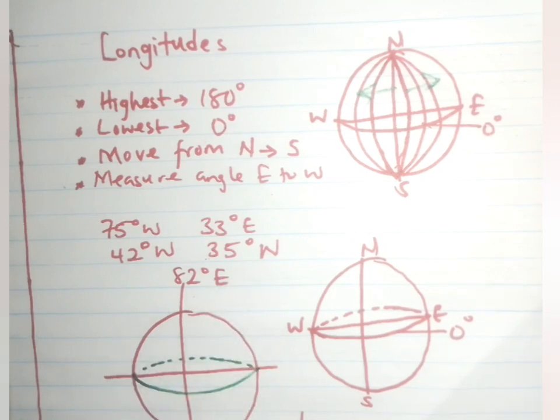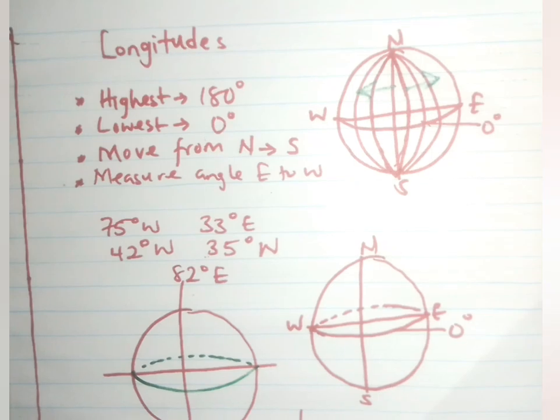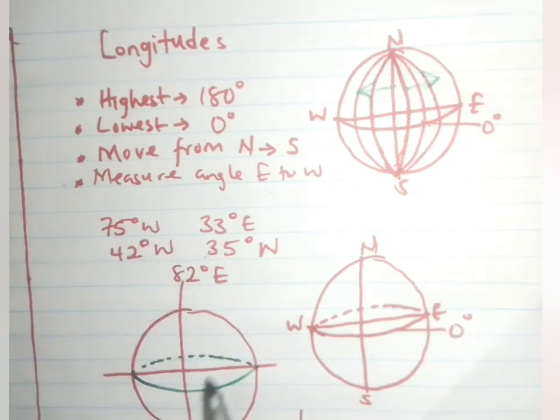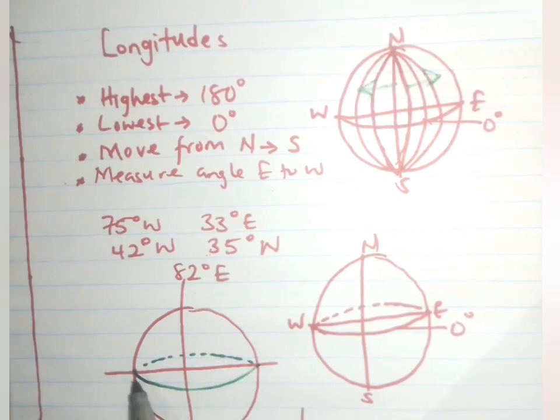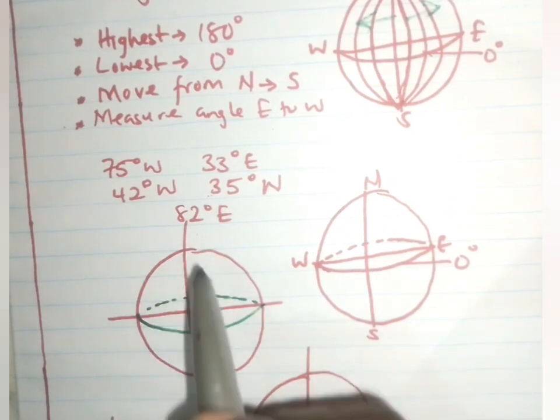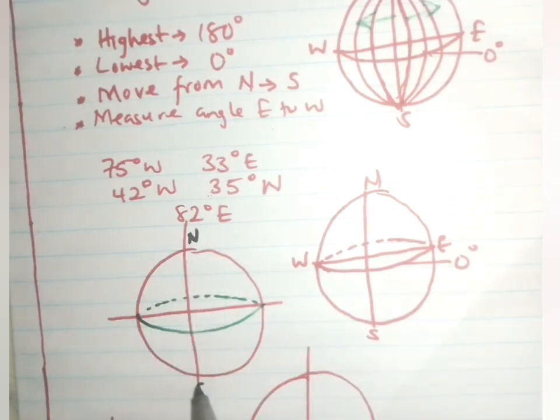They're very, very easy to draw. So let's take an example and draw 75 degrees west. First of all, do a basic skeleton. Draw a circle, divide it into 4 equal parts, then label it north, south, east, west. Label your equator, which is 0 degrees. Don't forget that. Very important.